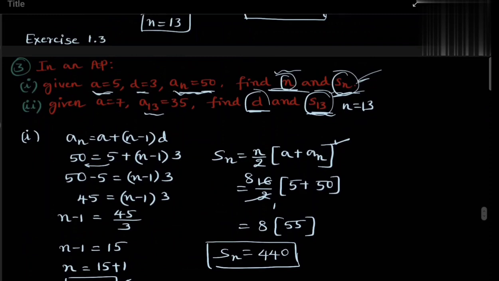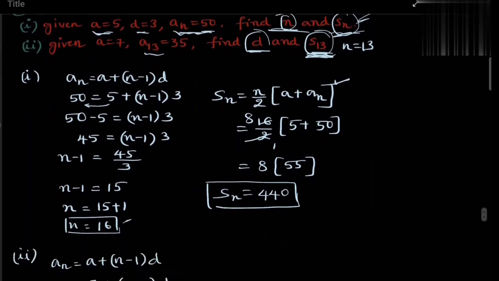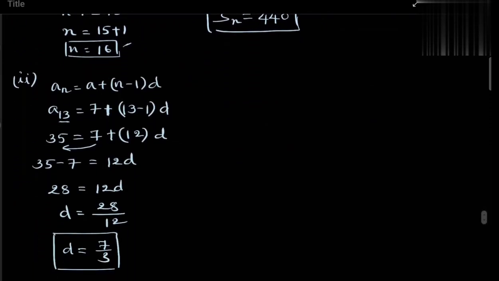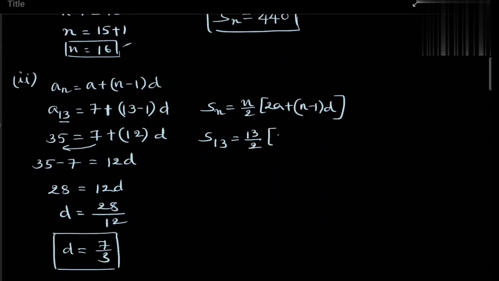So next we are going to find the S13, that is sum of 13 terms. So here we know that the sum of n terms of an AP, that is Sn is equal to n by 2 into 2a plus n minus 1 into d. So we want to find the S13, right. So here n is 13 by 2. So 2 into first term is 7. So plus n is here 13, 13 minus 1. So d we now calculated, that is 7 by 3.